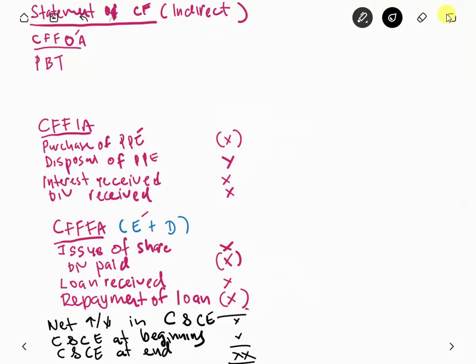Equity will be ordinary share with loan. Debt financing will be loan received, loan repayment, interest. But again, we don't put interest here. Done.